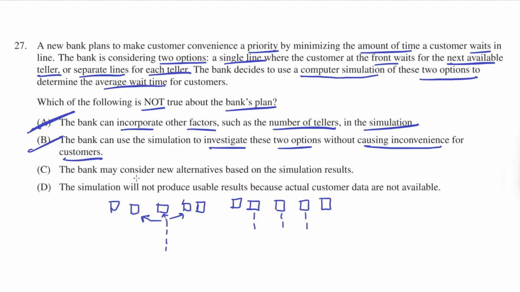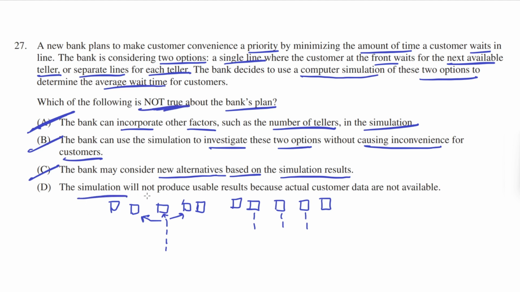C says the bank may consider new alternatives based on the simulation results. Yes, after looking at the data of the simulation, naturally the new alternative may arise based on the conclusions and the data that they see. And this is just true of pretty much any kind of data you collect in a scientific research. That data allows you to consider new alternatives and reach new conclusions. So yes, this is obviously true. So this is not the correct answer since we want something that is not true.